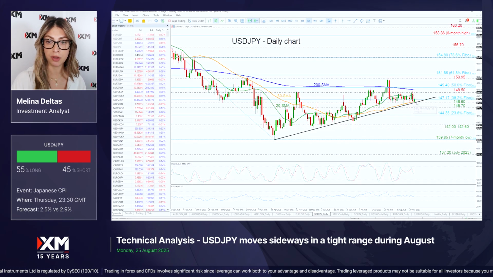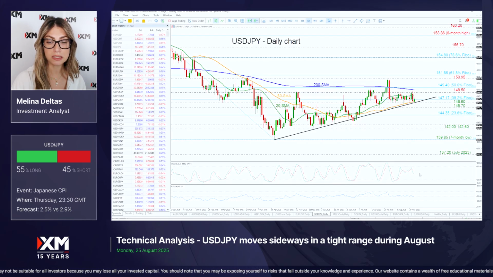In the negative scenario, a break below the strong support at 146.60, and the price, it may reclaim the 145.70 and the 23.6% Fibo at 144.35.